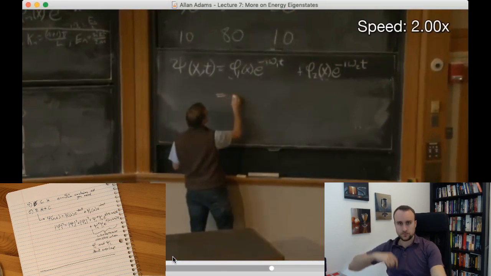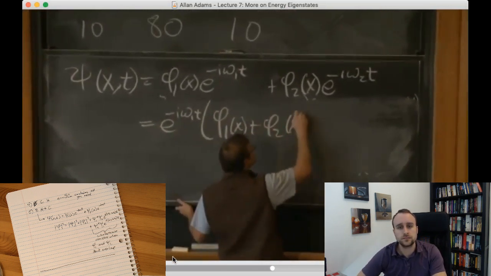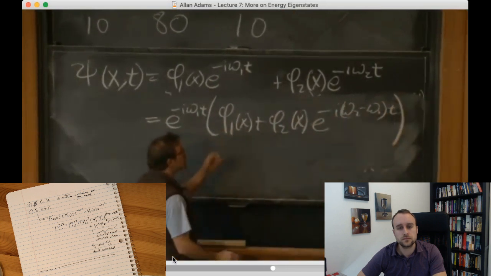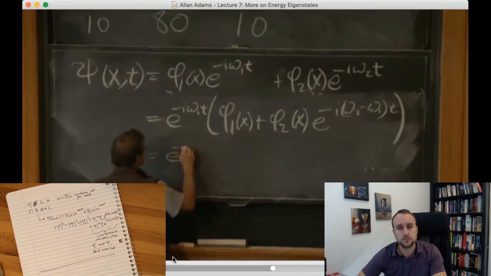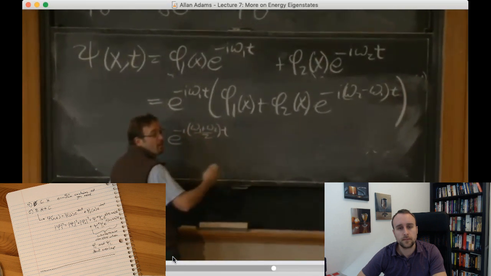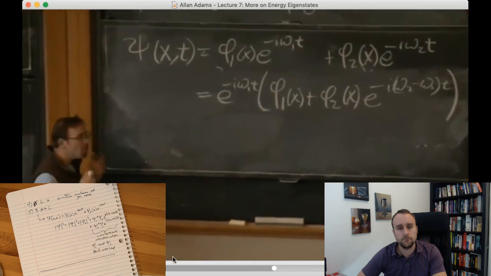So I can write this as e to the minus i omega 1 t times phi 1 of x plus phi 2 of x e to the minus i (omega 2 minus omega 1) t. So that's one way to do this. We could also do e to the minus i (omega 1 plus omega 2)/2 t. This is more what I think you're thinking of, sort of an average frequency and a relative frequency, and then the change in frequency on these two terms. Absolutely. So you can organize this in many, many ways.